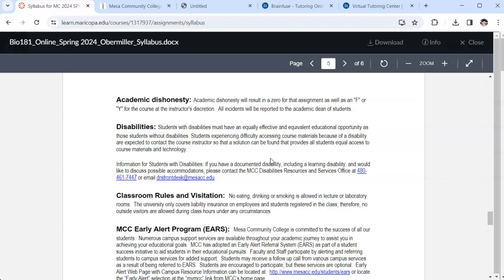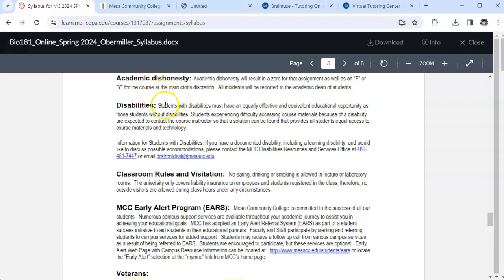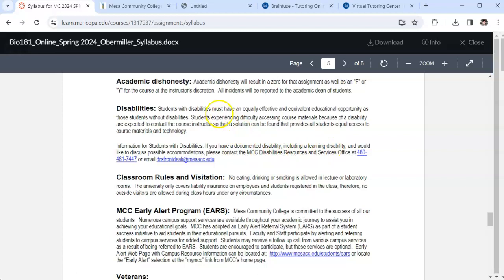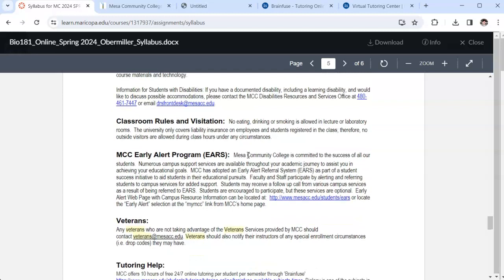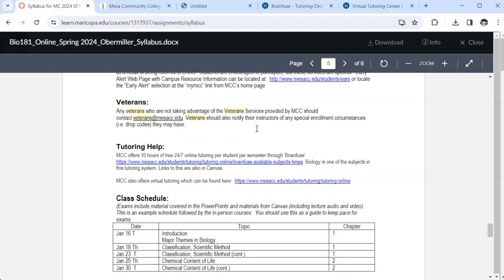If you have a disability, Disability Resources would contact me. And here's their info if you need to get a hold of them. Academic dishonesty, don't cheat. I've been doing this for a long time. There's no visitation or class rule issue here since we're online. Veterans tutoring, we talked about that.